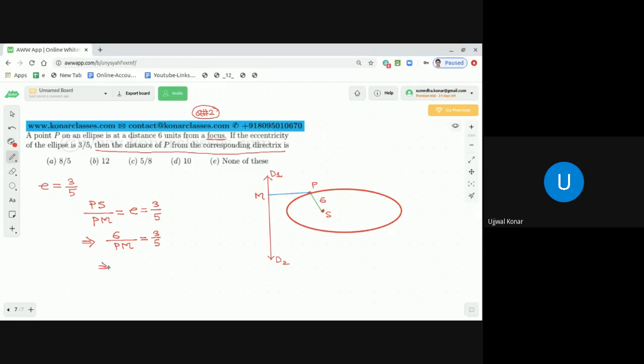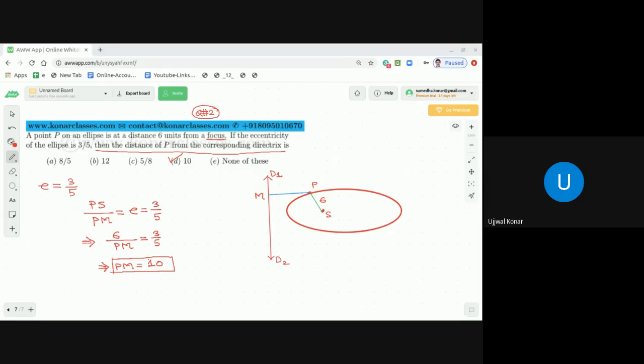So from here we find the value of PM is equal to 10 units, and eventually we get the correct option as option D. I hope, dear students, it is absolutely clear. Any doubt at any point, never hesitate to let me know. And if things are clear, then I'll move to the next question.